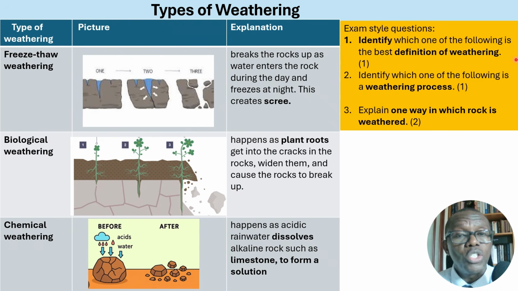The next thing we need to know, as far as our specification is concerned, is the 3 types of weathering. We know that weathering refers to the breakdown of rock. There are 3 types of weathering. The first is physical weathering, which is also sometimes referred to as freeze-thaw weathering. Freeze-thaw weathering is where water enters cracks in the rock during the day, and then at night, that water will freeze.